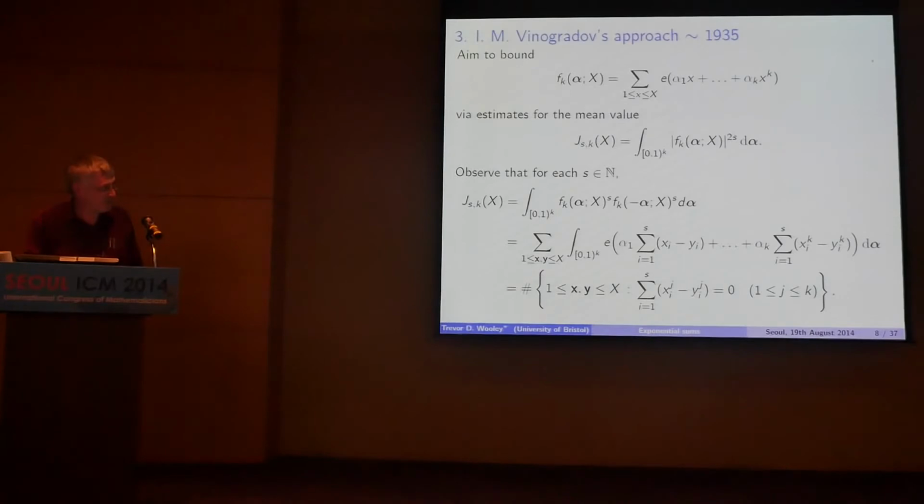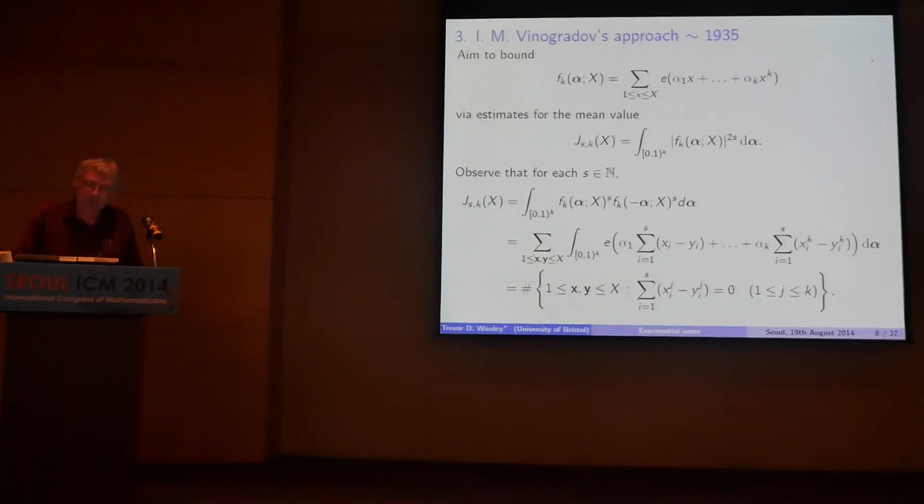So if I integrate over the k-dimensional unit cube, multiply all of this together, what you get is a sum over 2s-tuples of integers between 1 and X of all these linear combinations of powers of the x's and y's here. And the only time that you get a non-zero contribution by orthogonality is when all of these polynomials vanish simultaneously. So here we've got a system of Diophantine equations of degree 1 up to k in 2s variables, and we're counting all of the solutions between 1 and X. So that's what this mean value counts.